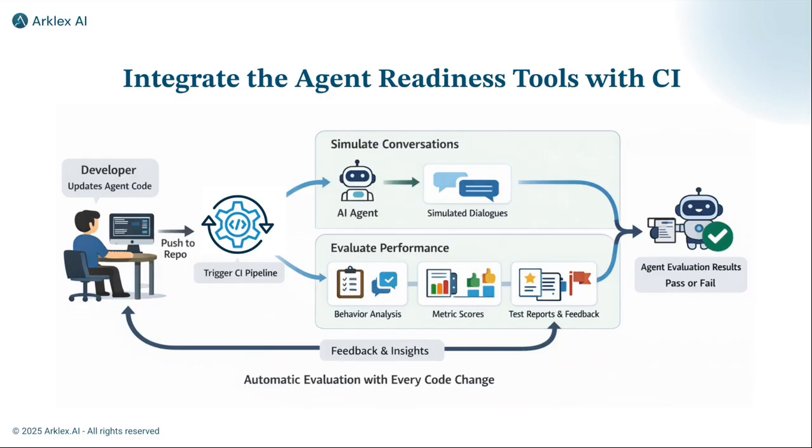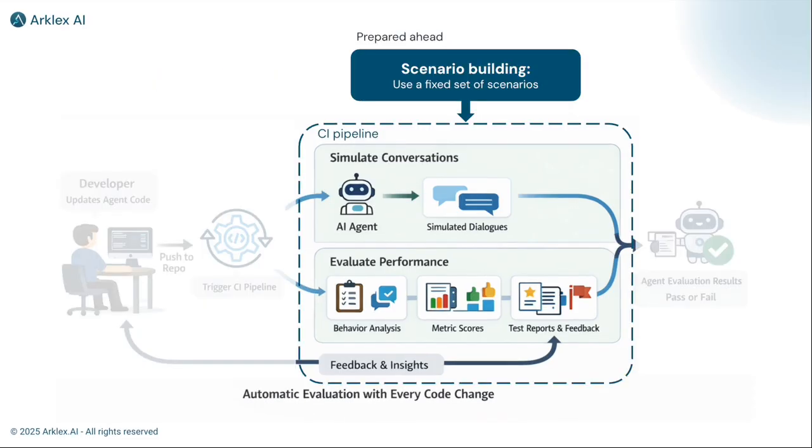I'm going to show you how to integrate the RCLEX Agent Readiness tools into your CI system to prove if your agent is ready and reliable for deployment. The RCLEX Agent Readiness tools has three parts: prepare scenarios, simulate conversations, and evaluate the agent behavior.